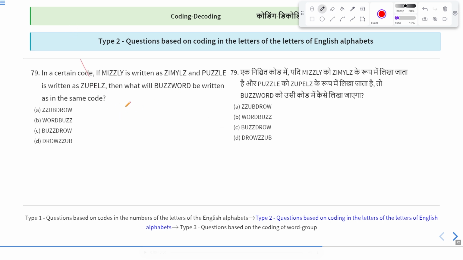Certain language situations. Here we have again the 6 words divided into 3 pairs, then switched. Z, M, I, Y, Z, L. And puzzle, same thing is happening.